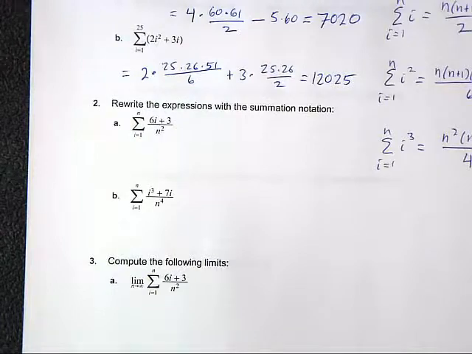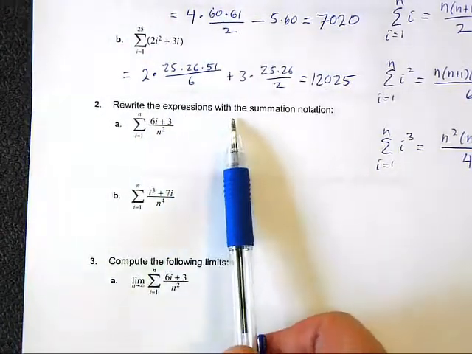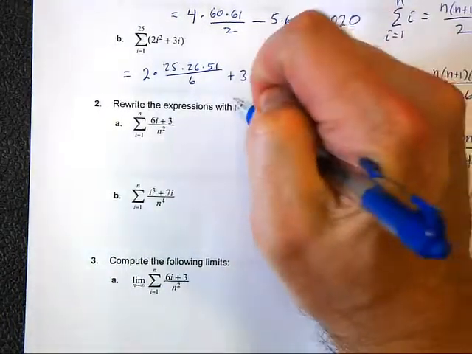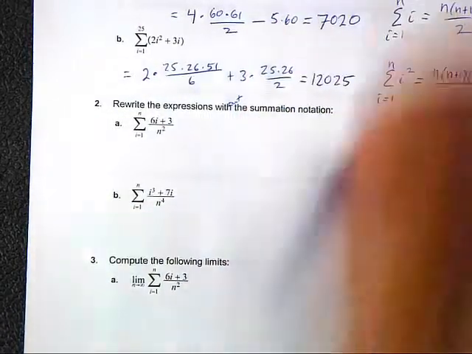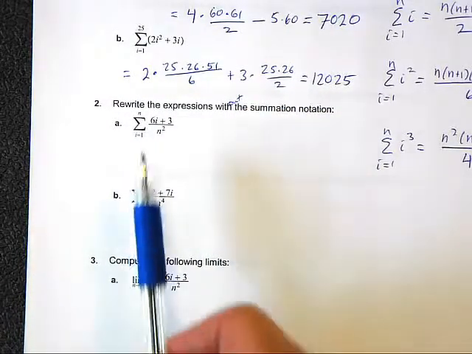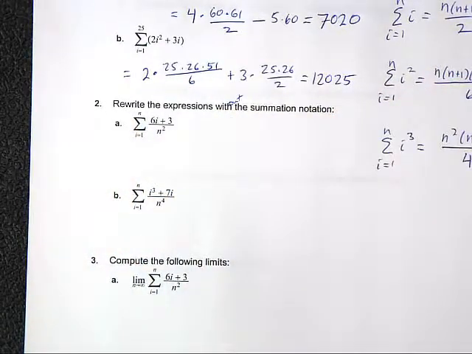Number 2. Rewrite the expressions without the summation notation. So notice the difference on these. The difference is I have the sum from i equals 1 to n. I did not give you a specific number there.